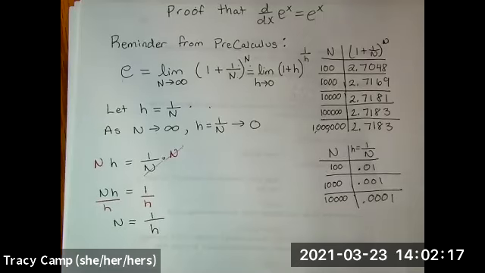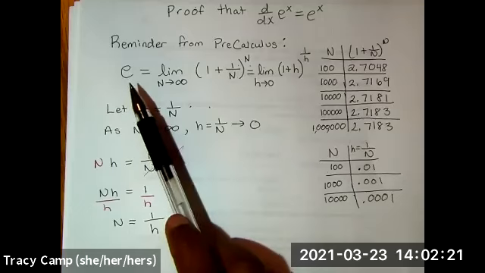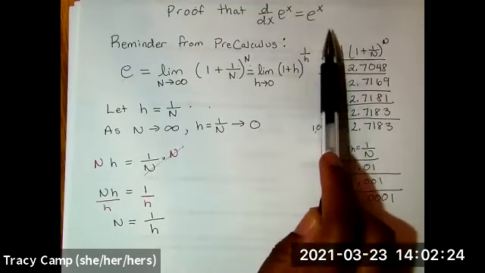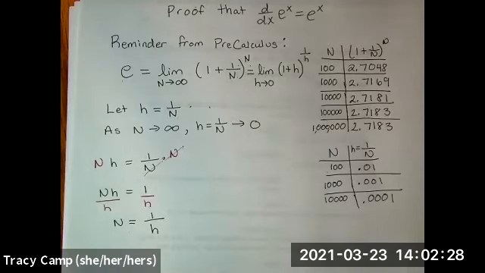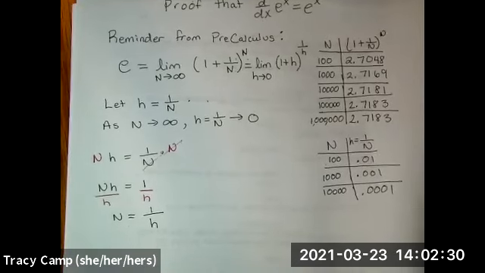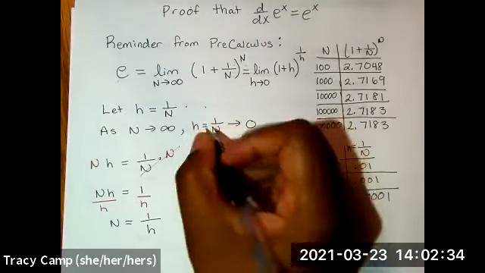This is a really useful way for us to define the number e, because we are going to prove that this derivative is e to the x, and in order to prove it, we're going to use the definition of the derivative. So, a reminder of that definition of the derivative.